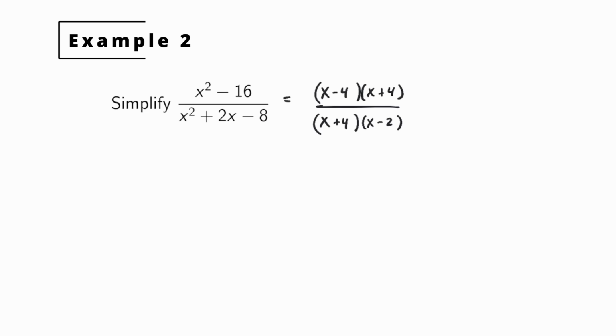And now we simply cancel out any common factors we have between the numerator and denominator. The only common factor we have is an x plus 4 in the numerator and the denominator. We cancel those out, and that leaves us with x minus 4 over x minus 2.